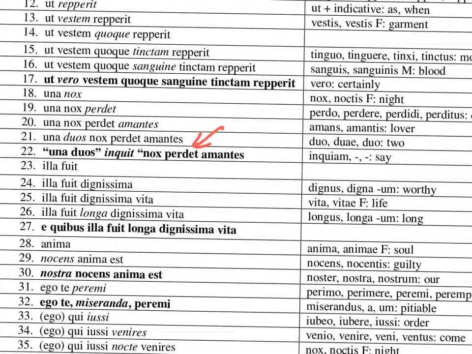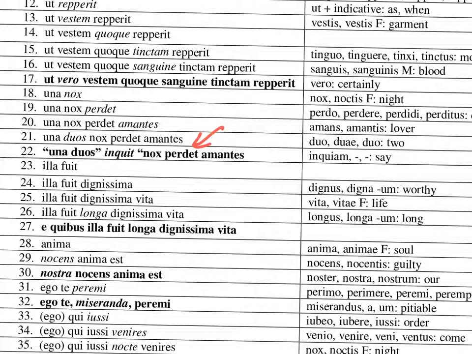Okay, 25. Illa fuit dignissima vita. And dignus is an adjective that can take an ablative. You can be worthy of an ablative in Latin. Ariel. Okay. She was very worthy of life. Yes, she was very worthy of life. Nice job, Ariel. Okay, Kara, you're on 26. Illa fuit longa dignissima vita. She was very worthy of long life. Yes, and notice Kara figured out right away that longa modifies vita.